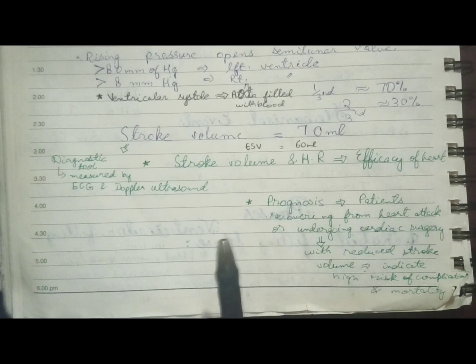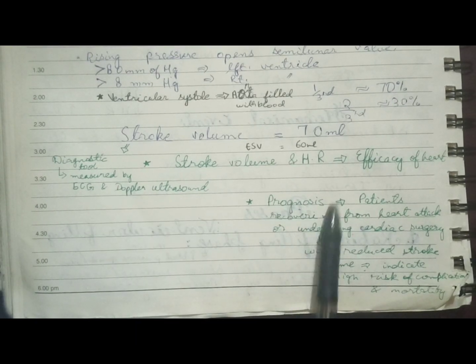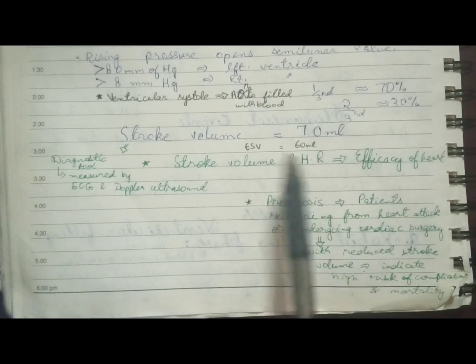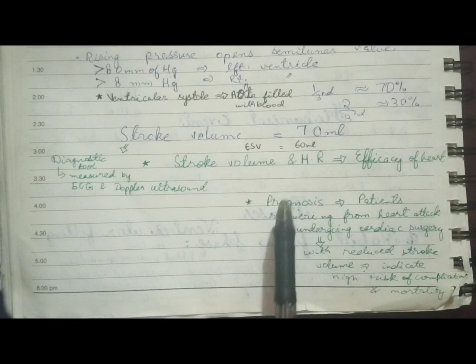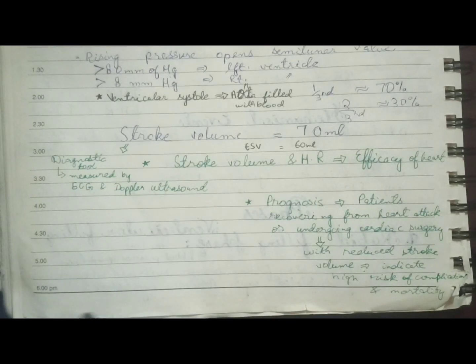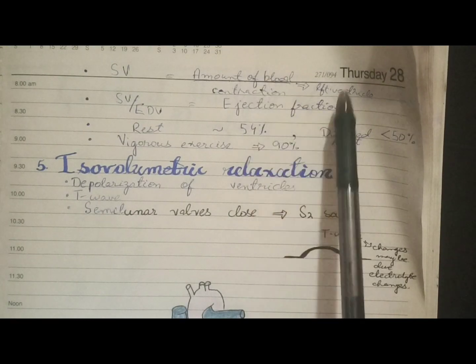Okay, if the stroke volume is not normal even after a person has undergone a heart attack, it will be of prognostic importance. If the stroke volume is okay, the person is going well, but if the stroke volume isn't okay, it will indicate that the person is suffering from other types of complications. Stroke volume is the amount of blood ejected per contraction by the left ventricle.